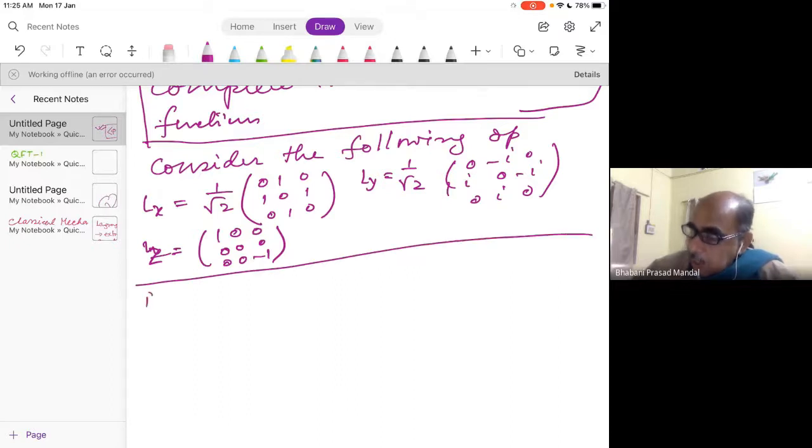The first question is: what are the possible values one can obtain if you measure Lz? What are the possible outcomes?